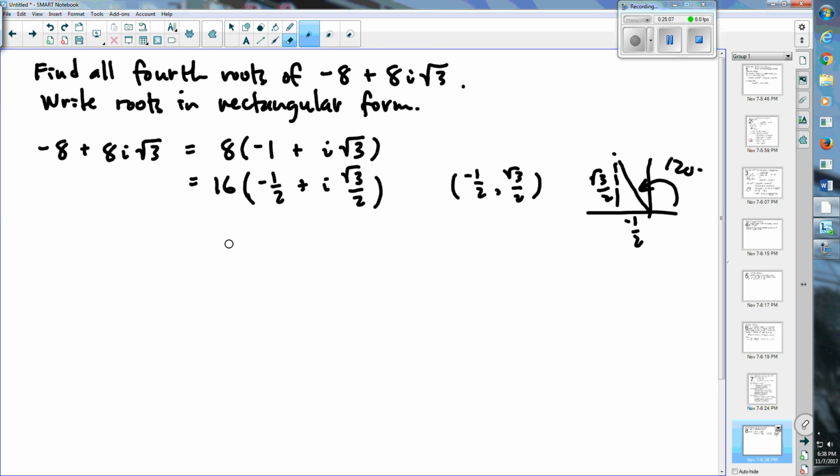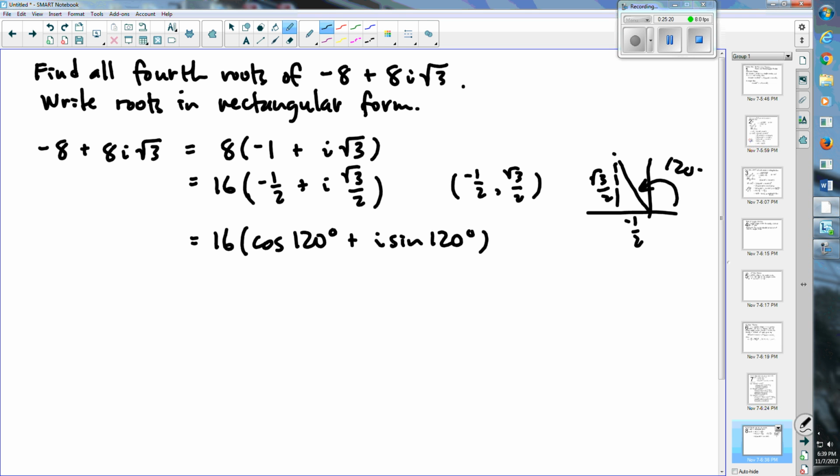So, erase it all. This is equal to 16 times the cosine of 120 degrees plus i times the sine of 120 degrees. We started out in rectangular form, and now we have this in trigonometric or polar form. We are going to let k start at 0, then go to 1, 2, and 3. So I have 4 roots here, or 4 k values, 0, 1, 2, and 3, because we have 4 roots. Those are the 4 values that we're going to use to get the roots.